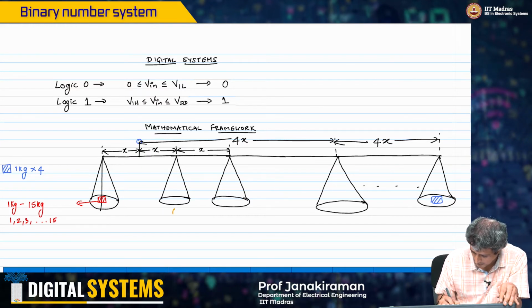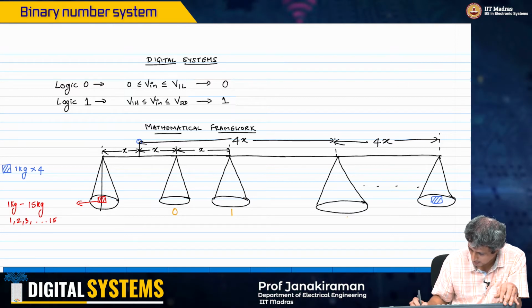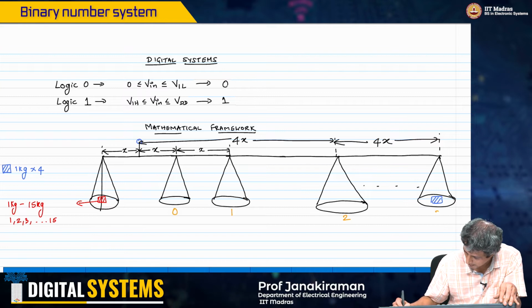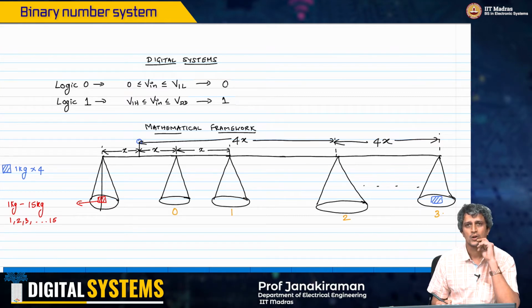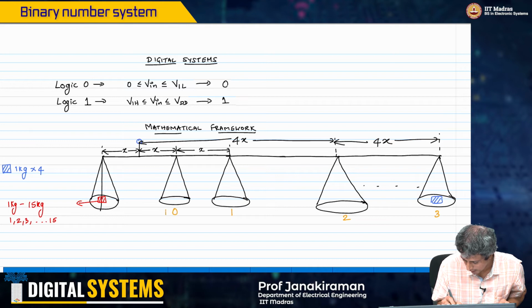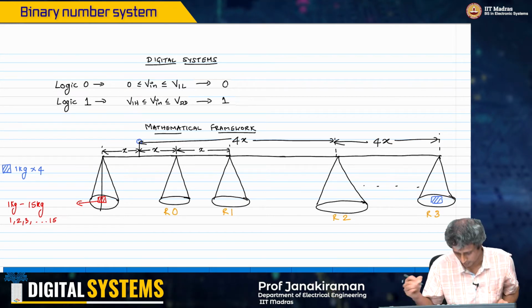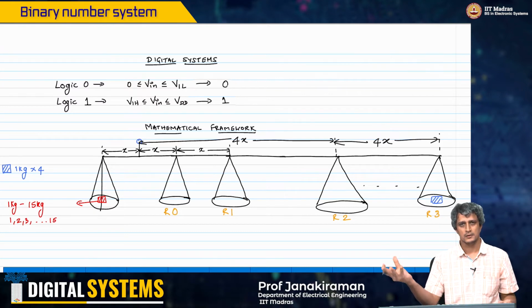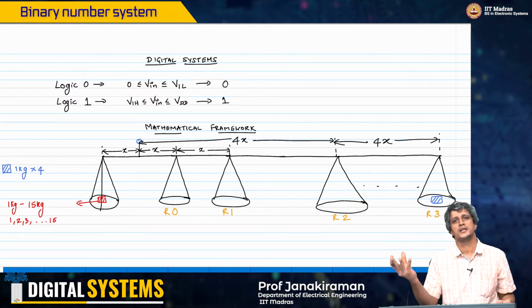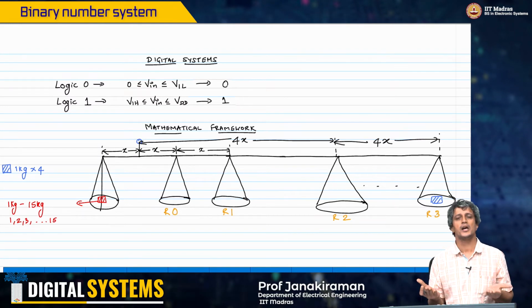I am going to call these 0, 1, 2 and 3 on the right hand side, and because it is on the right hand side I will call them R0, R1, R2 and R3. So I place one of these 1 kg blocks on R3 and I see if it is heavier or lighter.